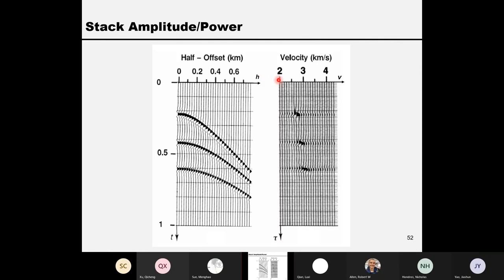So you use many different velocities. Use two kilometers per second, you do the calculation, you get a curve, and you sum all the energy following that curve, and you end up here. With another velocity, 2.5 kilometers per second, you sum along the curve here, and you have the strongest amplitude here, because this curve almost fits this one. Then increasing further, you have a curve fitted to this, and another to this. That's called stack power or stack amplitude. Stacking means you follow a calculated curve and stack all the energy, all the amplitude, into one.